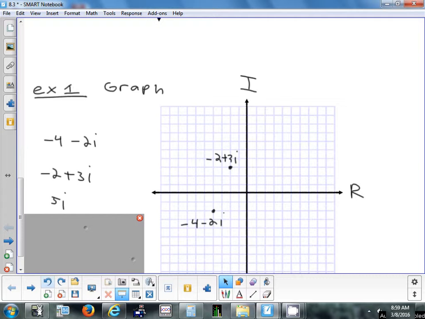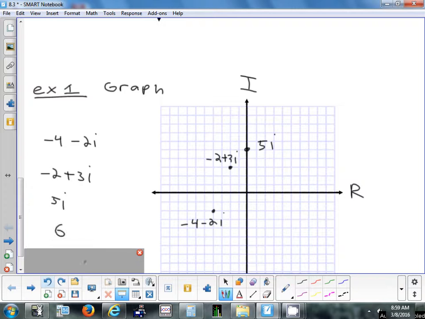All right, how about 5i? Okay, well, first, what's the real part there? 0. Okay, so we're not moving left and right. Where am I moving for 5i? Up 5. Okay, so that's 5i. And the last one is 6. We're just going right 6. The imaginary part, think of it as plus 0i.